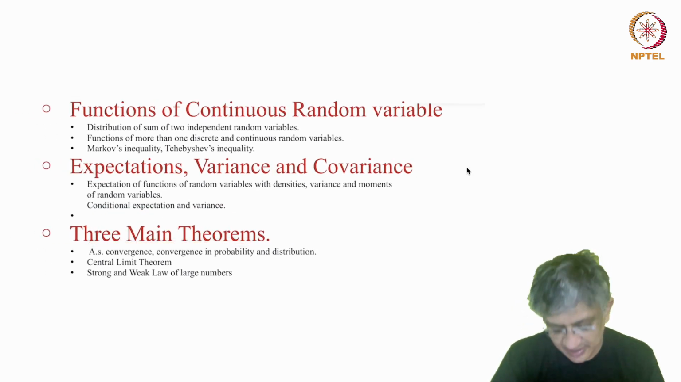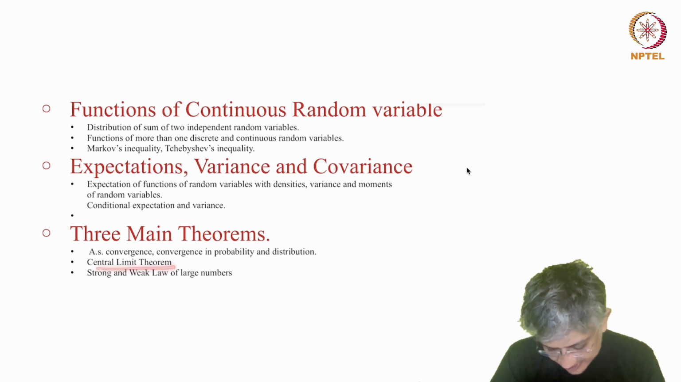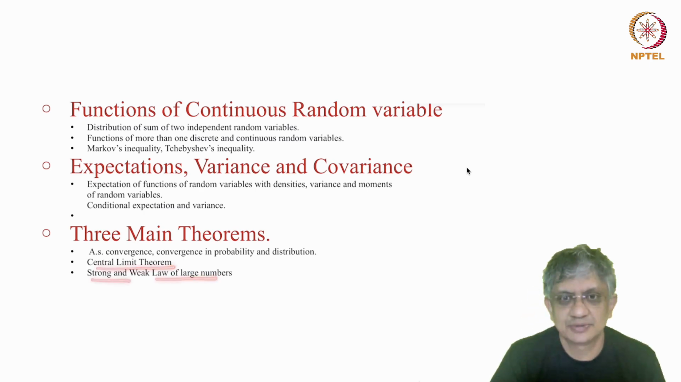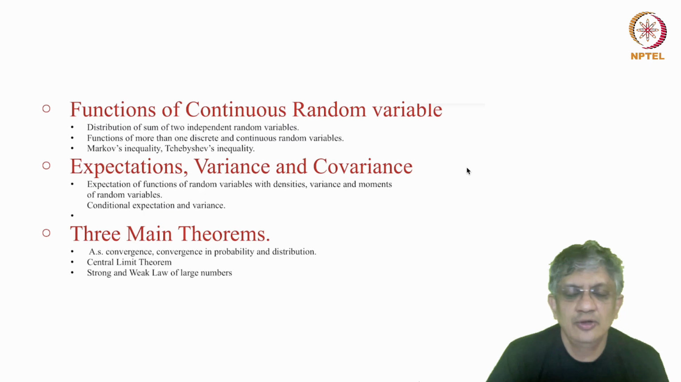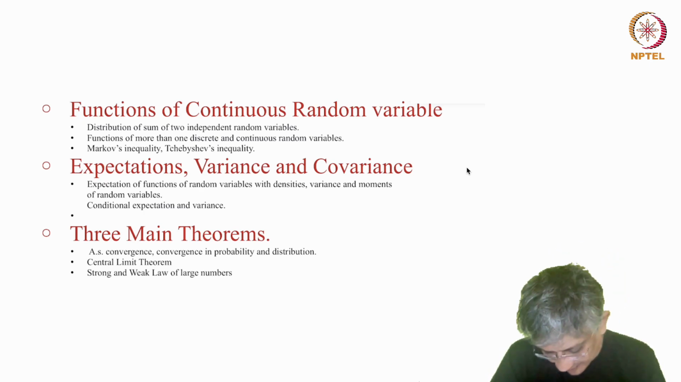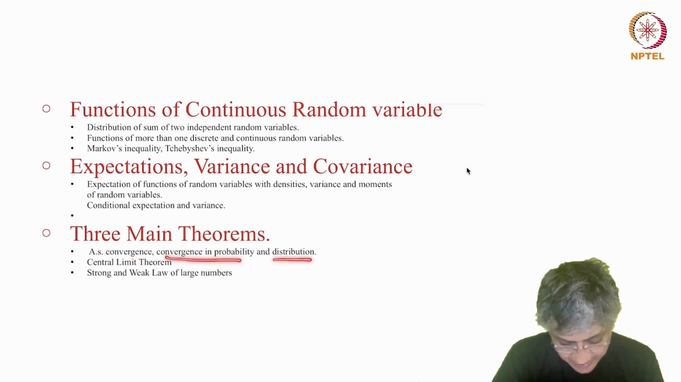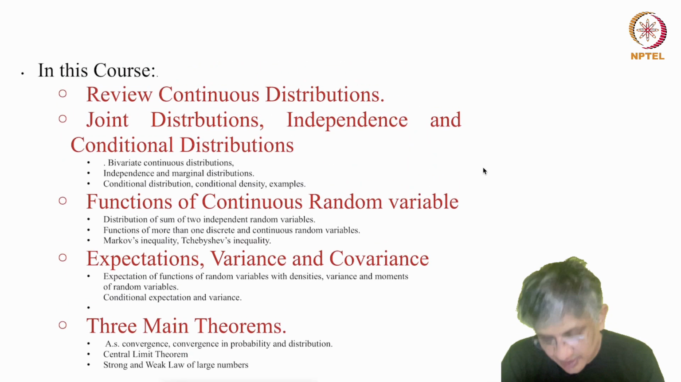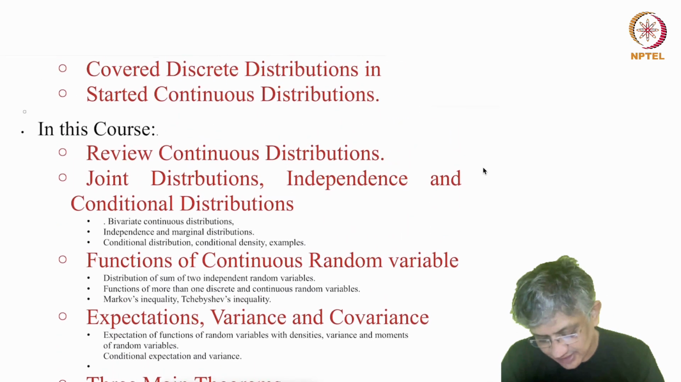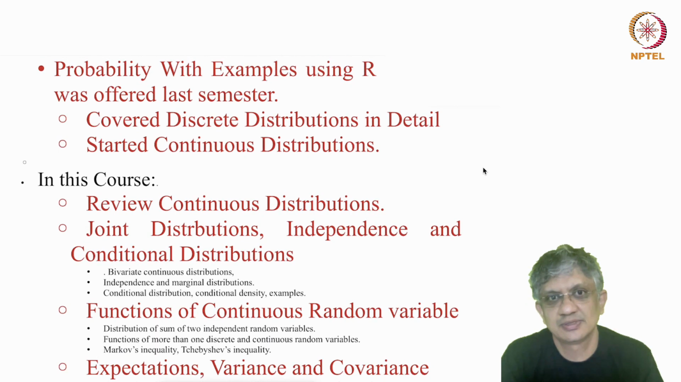One of them is the central limit theorem, the other is the strong law, and the weak law of large numbers. To do this, we need to know how to understand the limiting behavior of random variables. So that's what we'll discuss: almost sure convergence, or convergence with probability 1, convergence in probability, and convergence in distribution. And throughout this whole course, we will use R to illustrate examples and simulate these random variables.